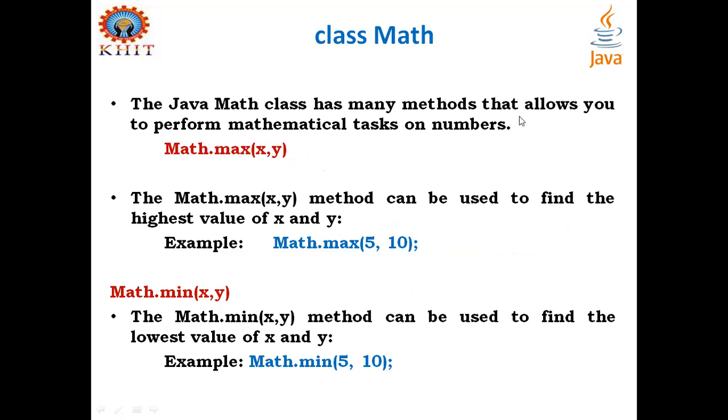I will take max and min. The Java Math class has many methods that allow you to perform mathematical tasks on numbers. Example: Math.max. The max is a method and it expects two parameters, either integer, double, or float, and it returns the maximum of these two numbers. The Math.max method can be used to find the highest value of x and y. Example Math.max(5, 10): among these two, which one is the highest value? That value is returned by this method. And minimum is the same. It returns the minimum or lowest value of x and y.